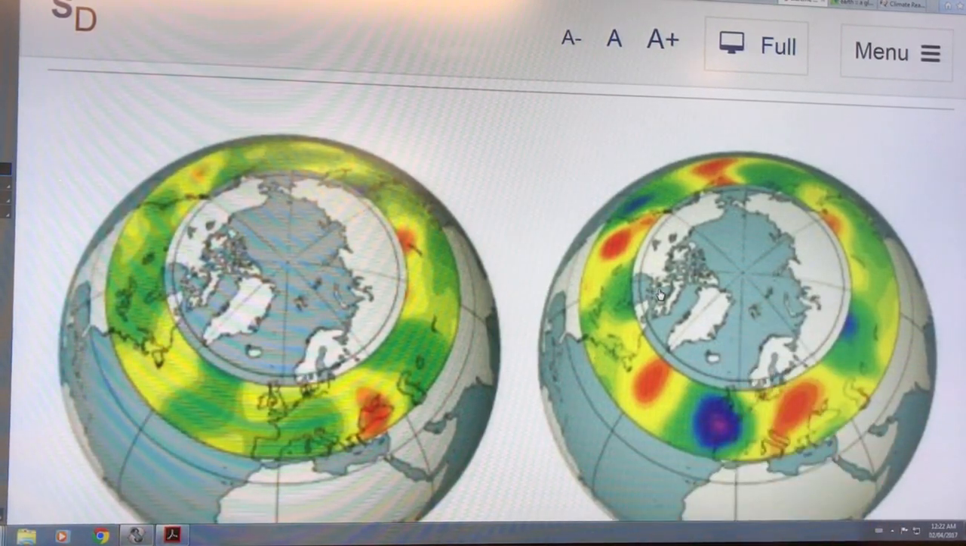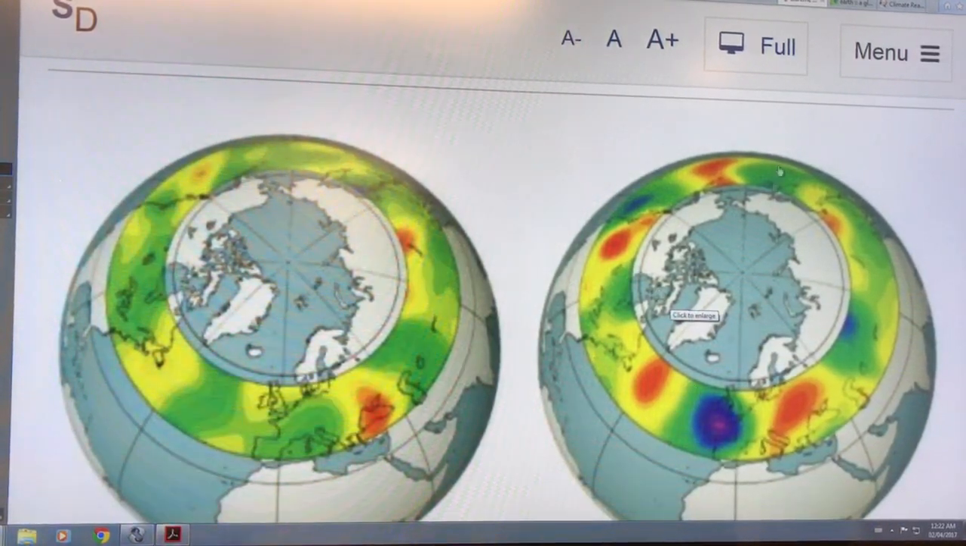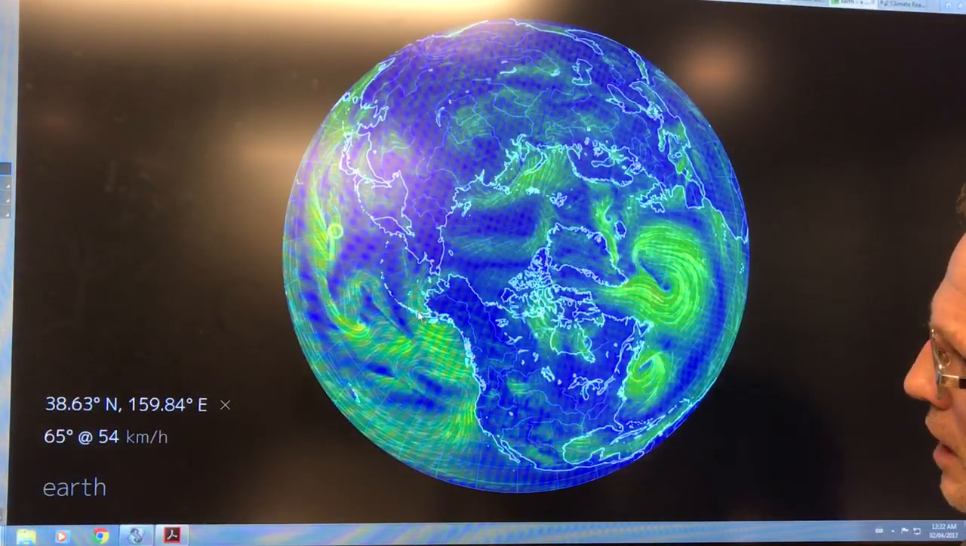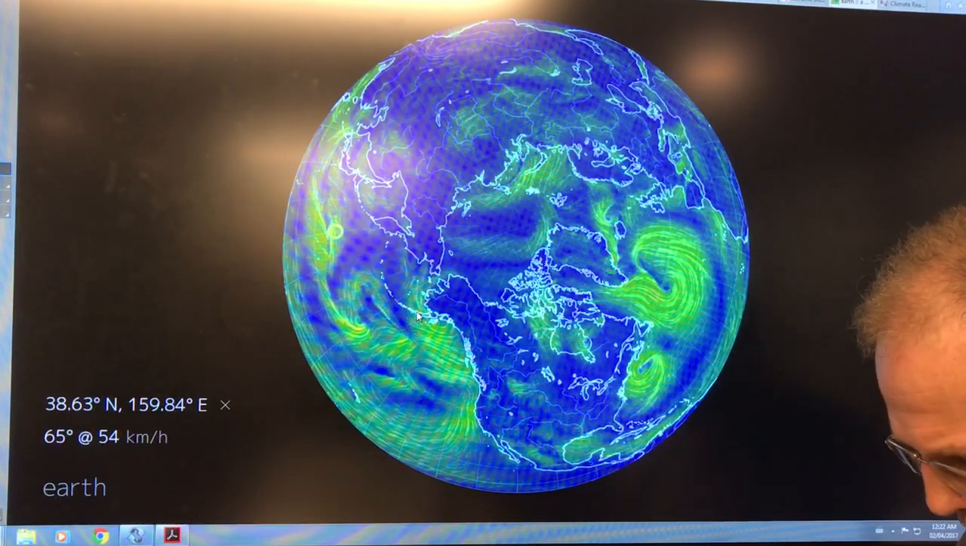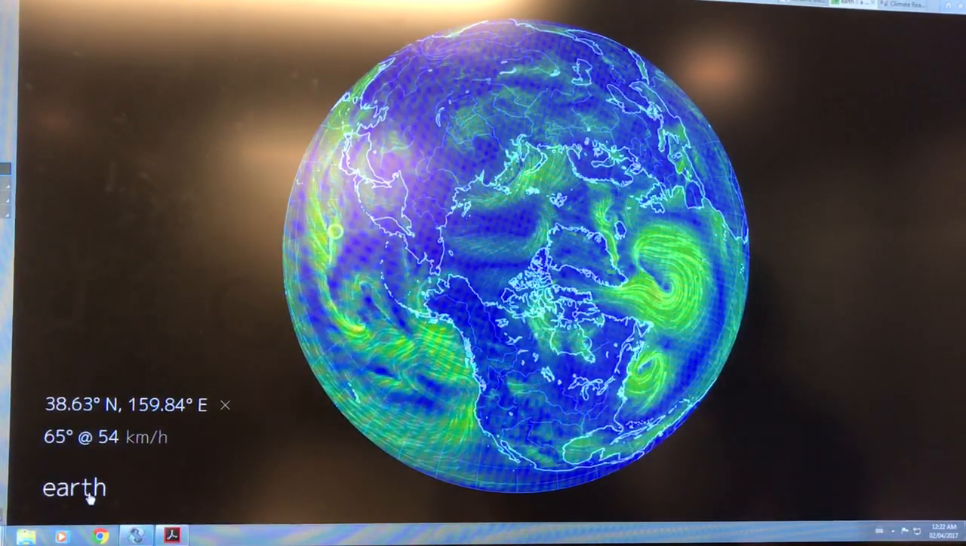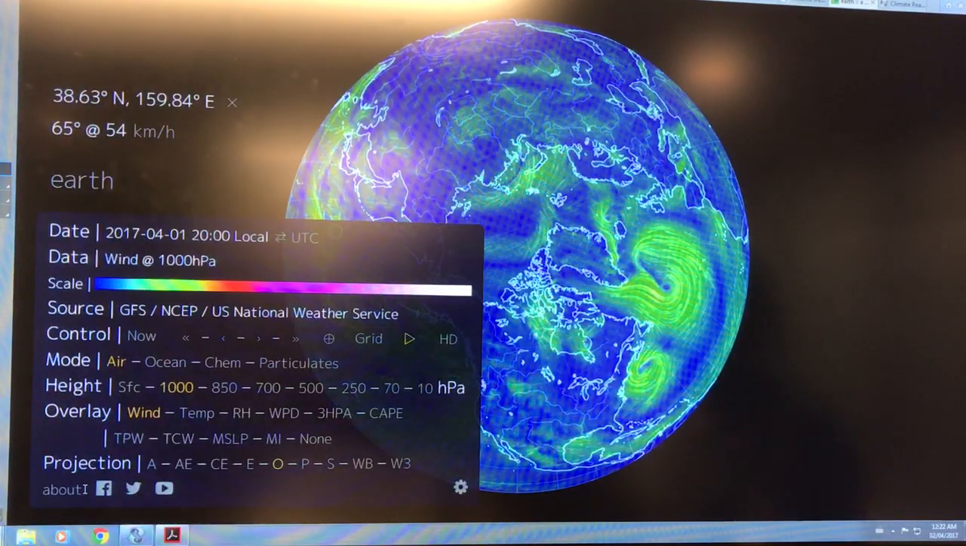So n equals 6, 7, or 8, we can get this sort of pattern, and we get the extreme weather event. So let's have a look on Earth Null School, and this is what we have right now. This is basically a couple meters above the surface, and you can see these wind patterns.